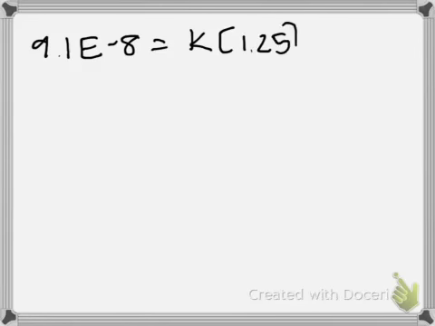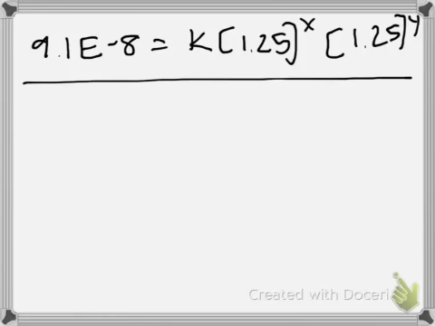So the rate of experiment 1 is 9.1 times 10 to the minus 8th. And that's going to equal some rate constant, the concentration of A, which is 1.25 to the X, and the concentration of B, 1.25 to the Y. I'm going to divide this by, now, the rate law for experiment 2.